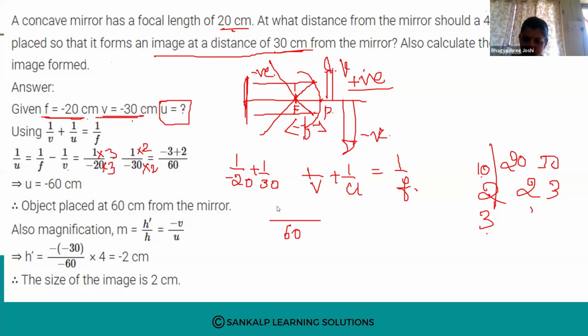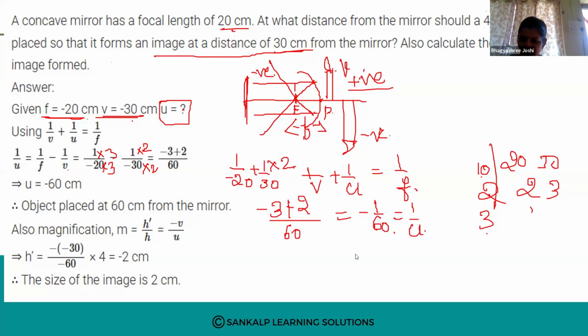Right? So 1 into 3 is 3. That is minus 3 because here minus sign is there. So minus 3 plus 1 into 2. That is 2. Minus 3 plus 2 is minus 1 divided by 60. So minus 1 divided by 60 is the value of 1 divided by U.